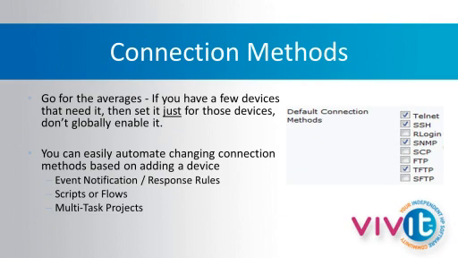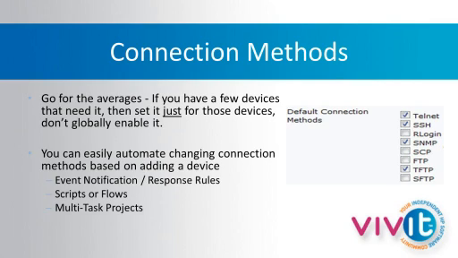Here we have connection methods. For this, I try to go for the averages and not globally enable any option that maybe just a couple of devices use. There's plenty of ways that you can automate changing connection methods based on, for example, adding a device, event notification. You can use a script or a flow, or even do a multitask project.